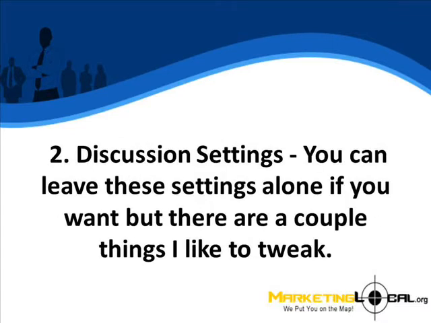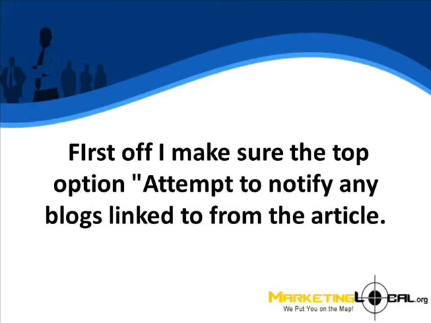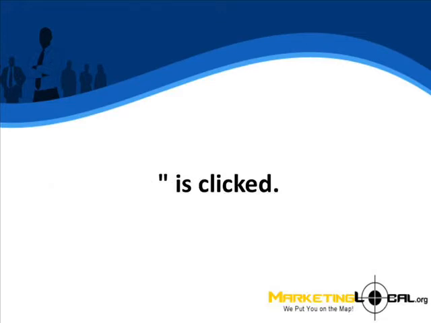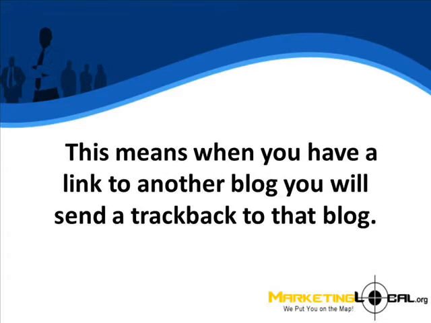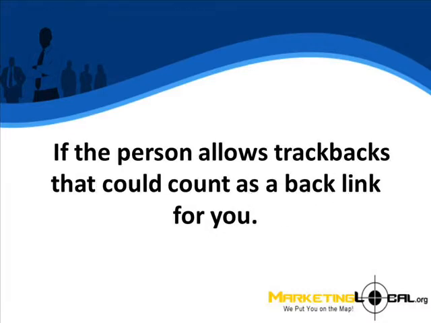2. Discussion settings. You can leave these settings alone if you want, but there are a couple of things I like to tweak. First off, I make sure the top option, "Attempt to notify any blogs linked to from the article," is clicked. This means when you have a link to another blog, you will send a trackback to that blog. If the person allows trackbacks, that could count as a backlink for you.